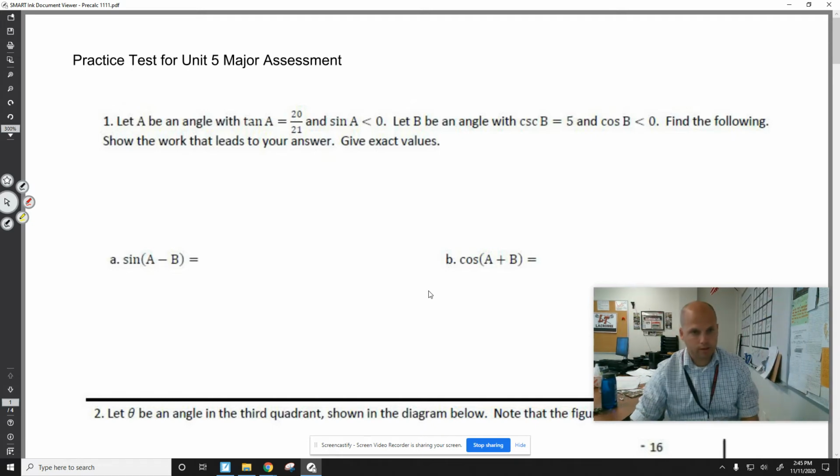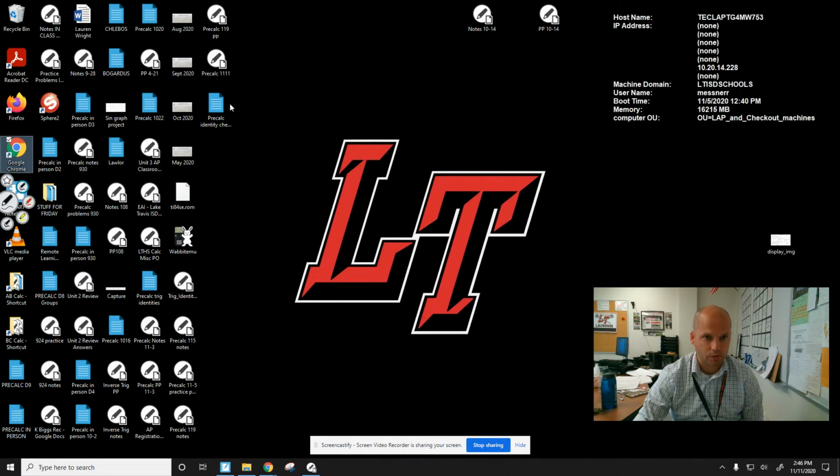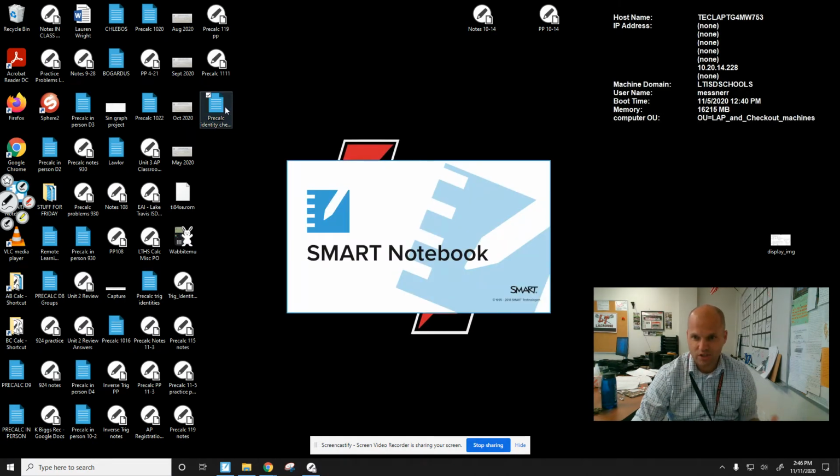Review. You might need an extra sheet of paper to do all this work. So if you have it, get it out. Got a lot of stuff to do. I'm going to pull up also the identity cheat sheet that we created in class today. That way we can reference it.